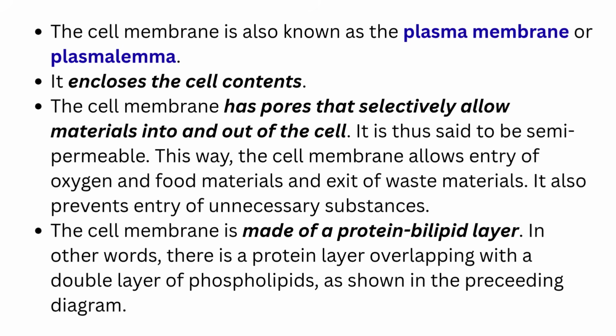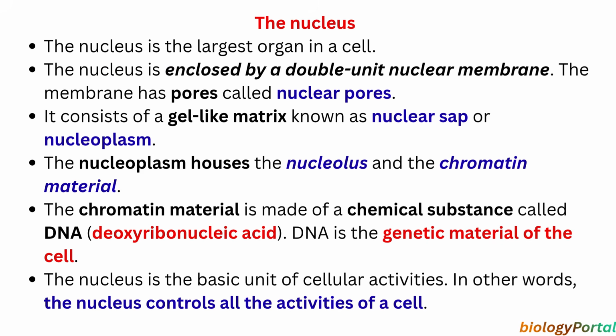As already mentioned, the cell membrane is made of a protein bilipid layer. In other words, there is a protein layer overlapping with a double layer of phospholipids, as shown in the preceding diagram. The nucleus. The nucleus is the largest organ in a cell. The nucleus is enclosed by a double-unit nuclear membrane.